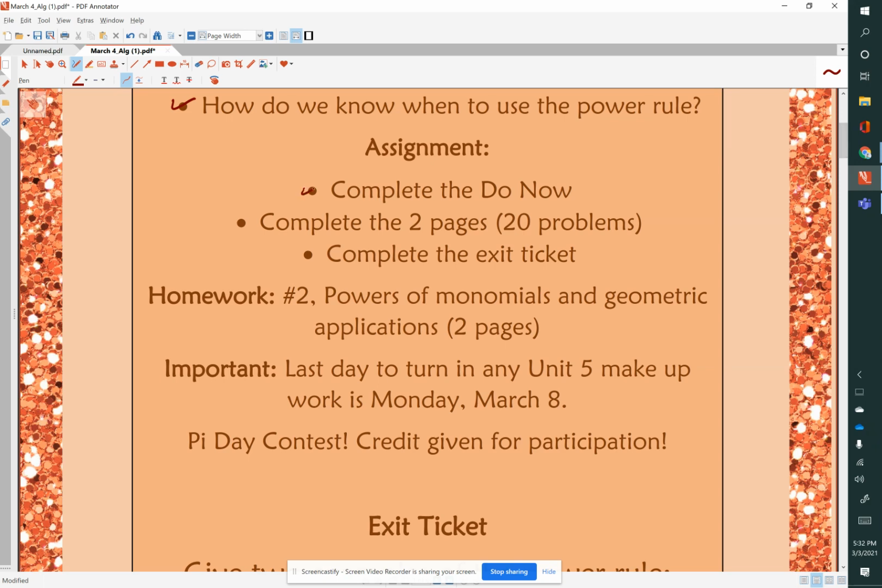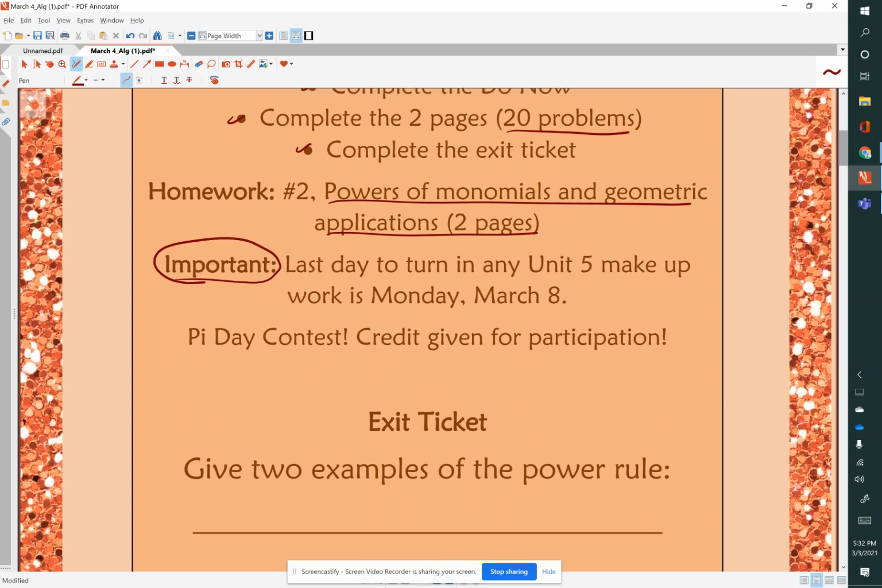I would like you to complete the do now, complete the 2 pages, it's 20 problems, complete the exit ticket, and homework is homework number 2, powers of monomials and geometric applications. Remember, the last day to turn in any Unit 5 makeup work is Monday. But also remember that we've got the Pi Day contest coming up, and extra credit is going to be given for your participation. So we can help you with that.